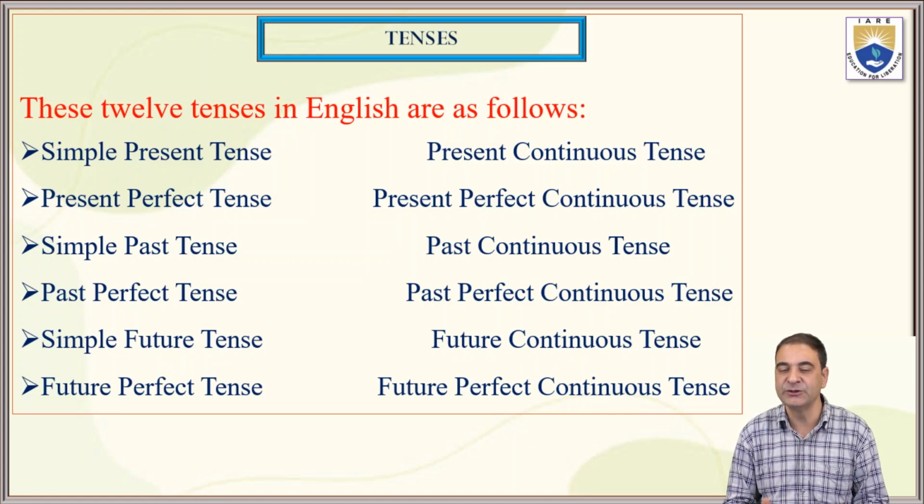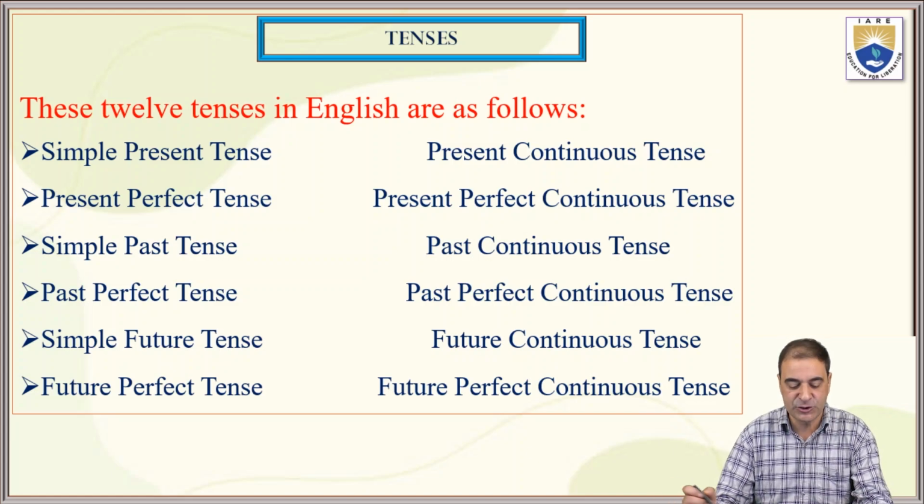In a similar fashion, past tense is further divided into 4 types. For example, the first one is simple past, then we have the past continuous, past perfect, and the past perfect continuous. In a similar manner, we have the future tense. Future tense has further 4 divisions. The first one is simple future, then we have the future continuous, future perfect, and future perfect continuous.